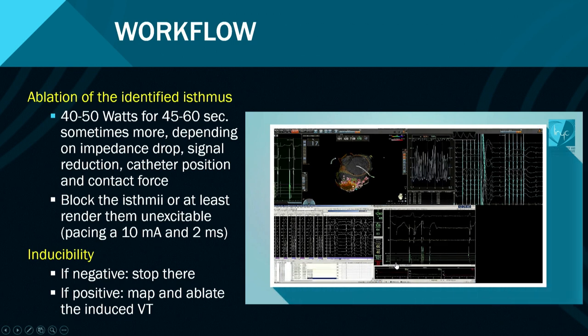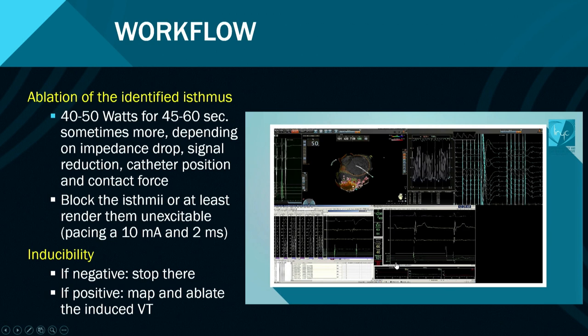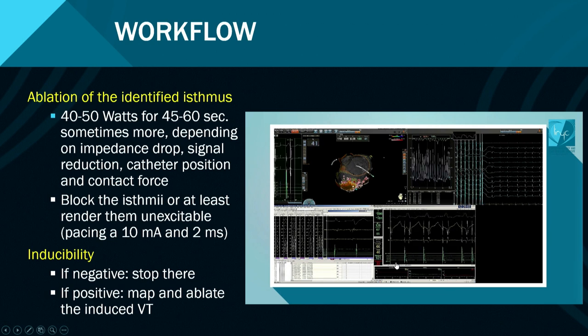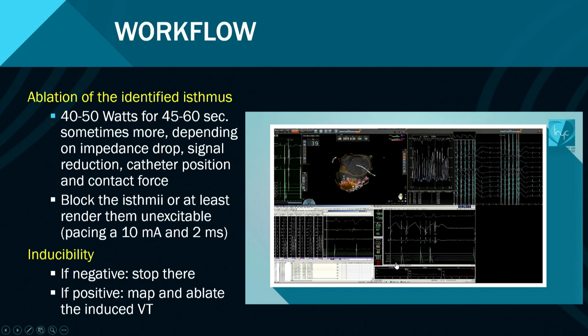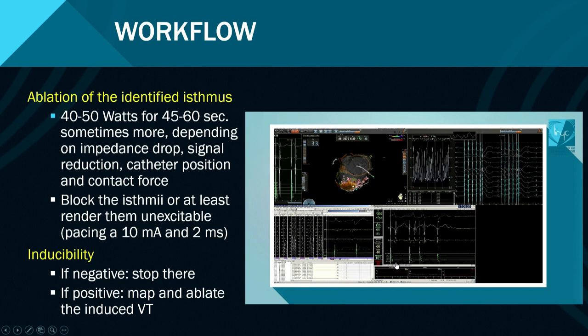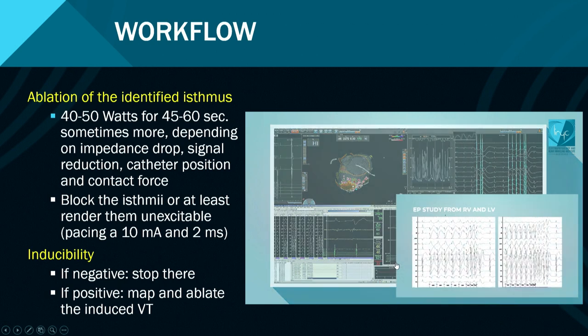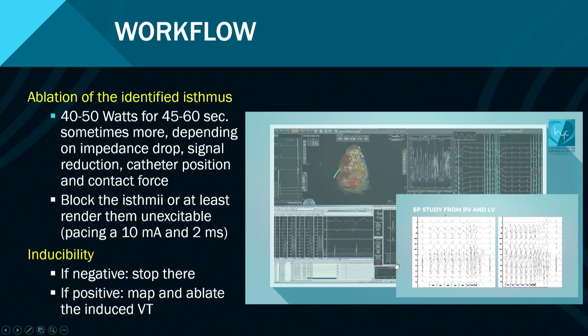The idea there is to get the area non-capturable, because sometimes it's pretty difficult to make sure the block is done by pacing, just like you would block a mitral isthmus line, for example, on the atrial side. So the surrogate is to make sure at least this area in the isthmus is not capturable anymore. And then, as I said earlier, we test inducibility, and if it's negative, we stop there. If it's positive, we go further.